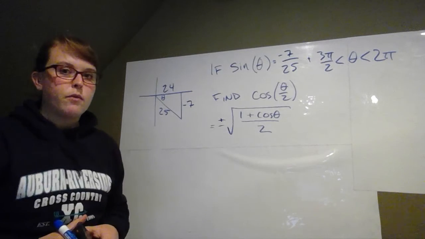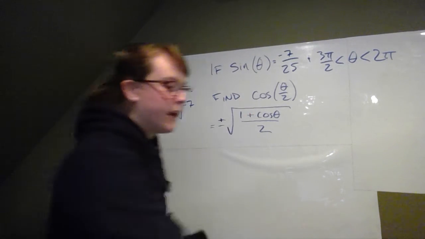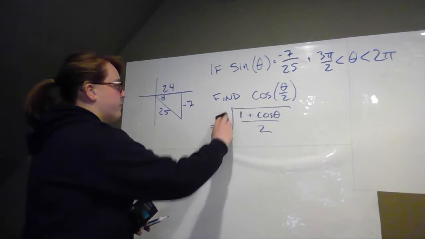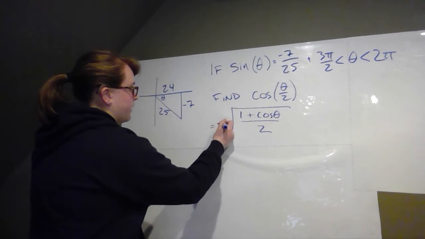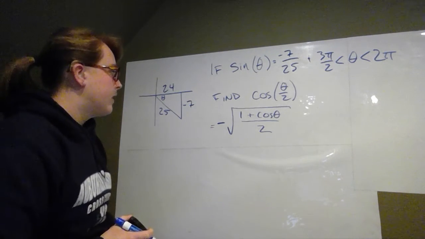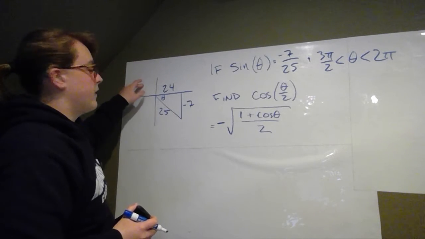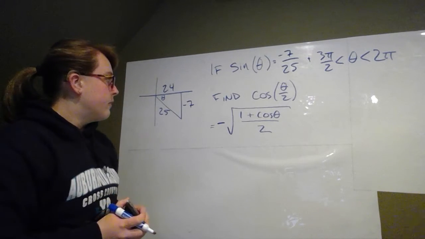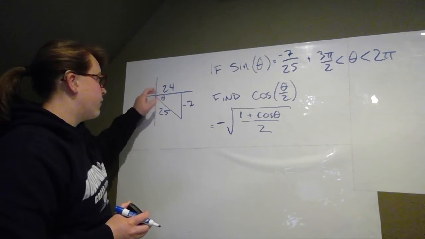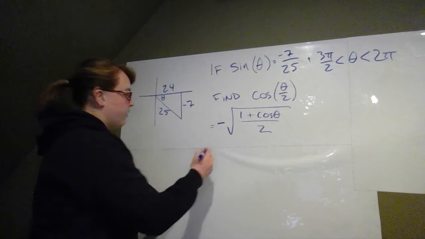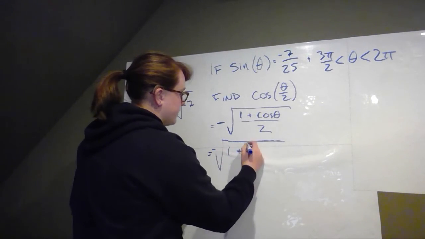So if it's going to be in the second quadrant and we're looking for cosine, that's going to tell us that our answer is going to be the negative square root, not the positive square root. So for this particular one, we're going to use the negative square root, because cosine and x values in general are negative in the second quadrant. So now all we have to do is plug in cosine of theta, and cosine of theta just happens to be 24/25.